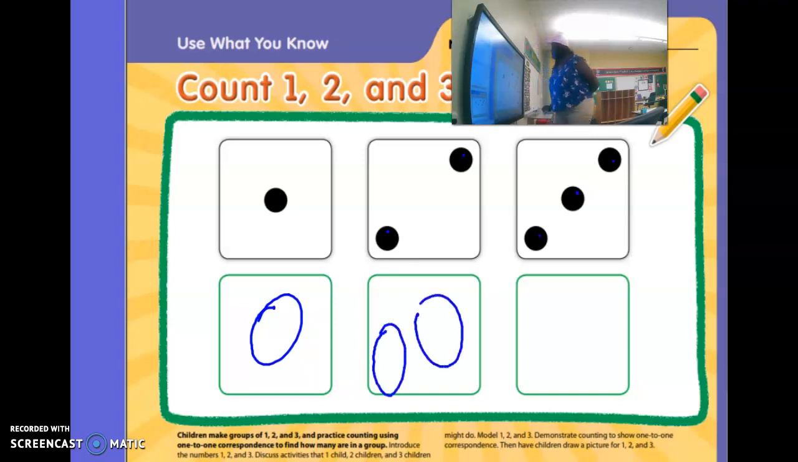1, 2. And in the last box, number 3, should we put 2 in there? No, Miss B. What about 1? Miss B, you know better. How many we gonna put? 3. Let's go. 1, 2, 3. Y'all are doing so great. I know y'all know this. Great job.